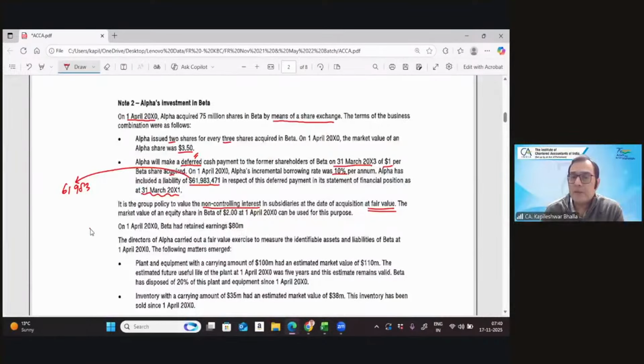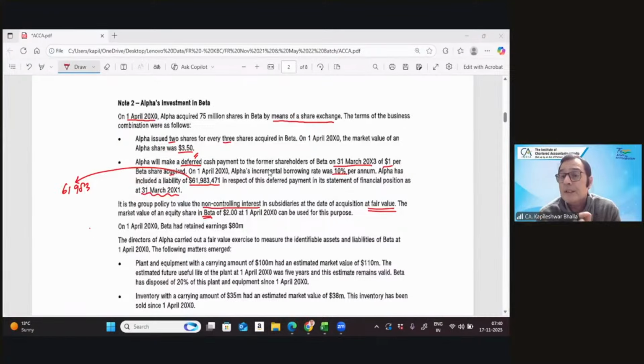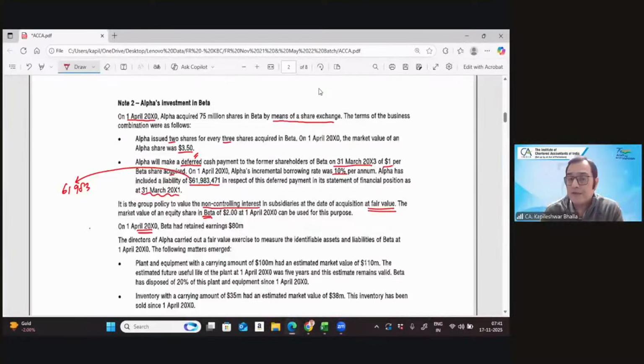Then he says the market value of equity share in Beta on the date of acquisition is given, and that can be used for the purpose. So he's already given you the inputs in terms of what is the fair value of the share of the subsidiary. Because if I need the NCI at a fair value, we are given the fair value per share. Then he says on 1st April, Beta has got a retained earnings. So this is given for the purpose of analysis of the equity.